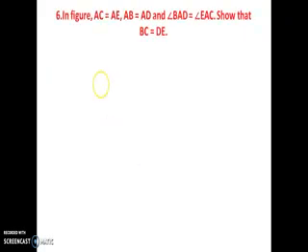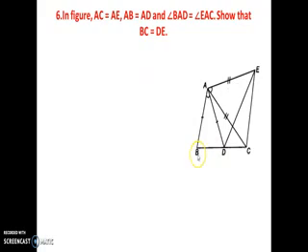Sixth one: in the figure, AC is equal to AE. Yes, here is the figure. In this figure, AC is equal to AD and angle BAD is equal to angle EAC. Yes, these two angles are equal. It is given. You have to show that BC is equal to DE. Have you understood? So you have to show that BC is equal to DE.